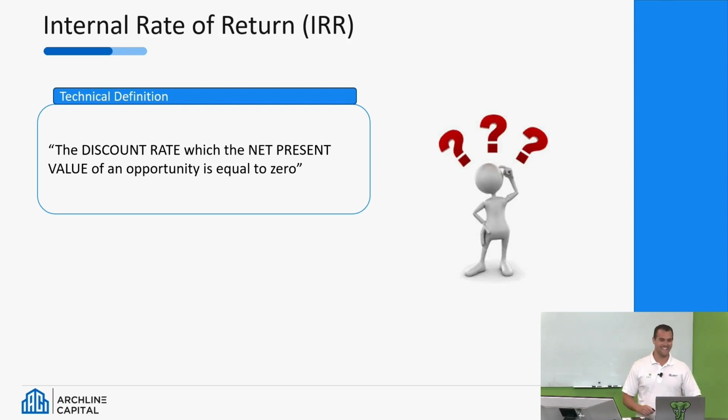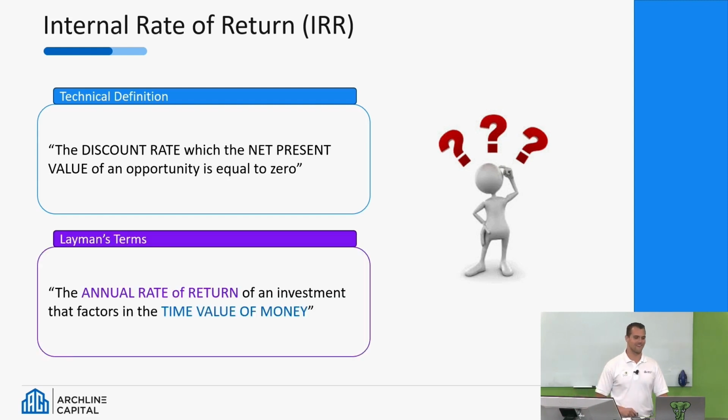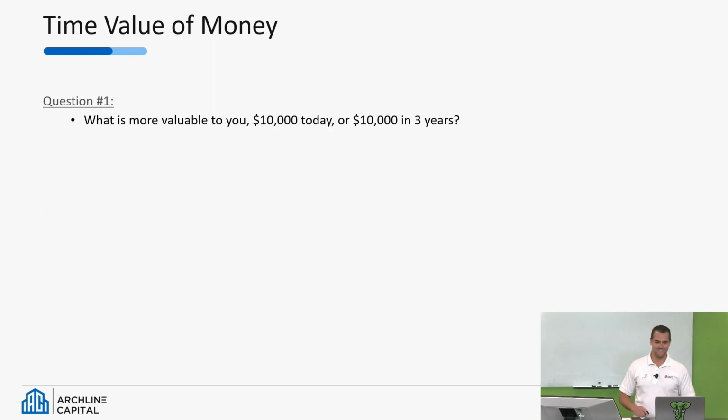Yeah, okay. So, or let's put it in layman's terms, which a lot of people in real estate probably have heard. Another proxy is it's an annual rate of return of an investment that factors in the time value of money. I think that one's a little easier to understand, but it's also fairly accurate. So if that's what it is, annual rate of return that factors in time value of money, now our next question is, what's the time value of money?